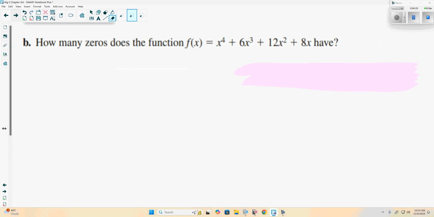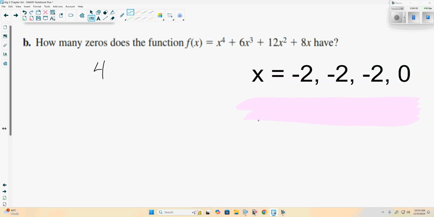How many zeros does this one have? 4, if the degree is 4. The solutions are -2, -2, -2, and 0. So even though -2 shows up 3 times, we have to count them as individual solutions. But the number of solutions is 4. So the degree and the number of solutions are going to be the same.